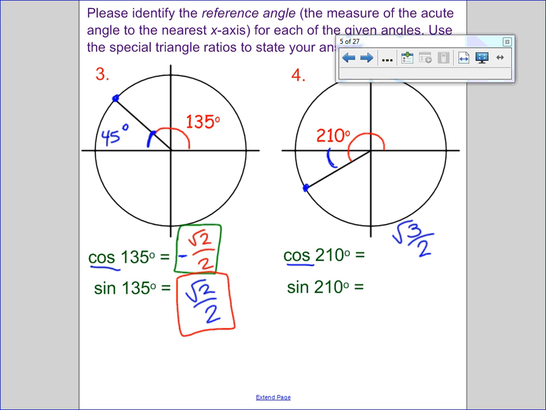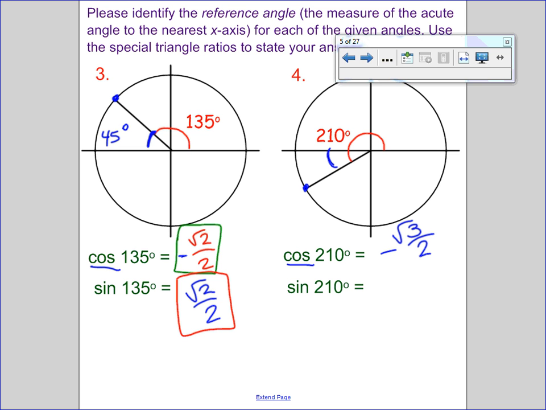Yes, how come? Because x values in quadrant 3 or 4 are negative. Absolutely. In quadrants 2 and 3, x values are negative. 210 is in quadrant 3. Absolutely. So we need to add a negative. We had to do that purposely on our own.